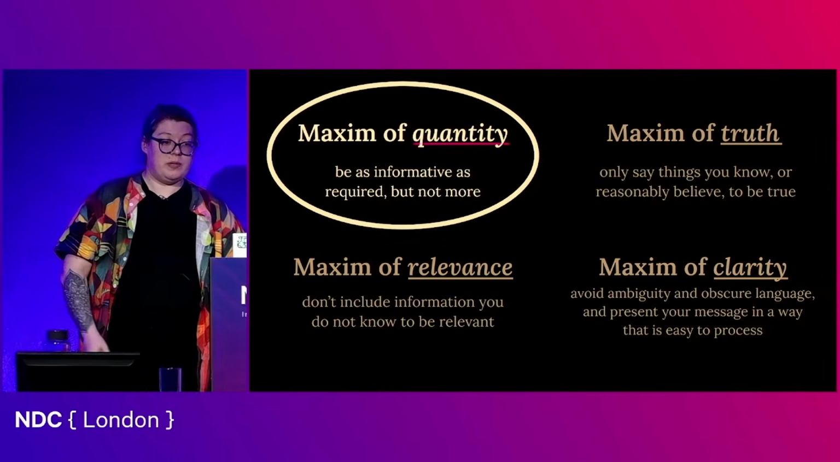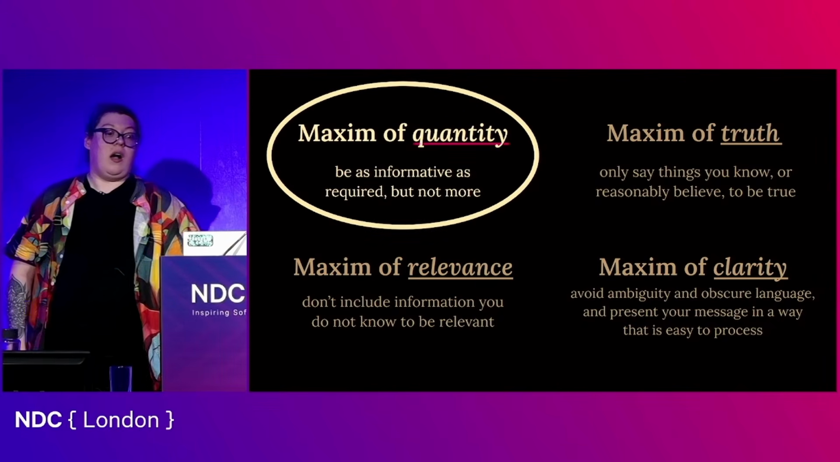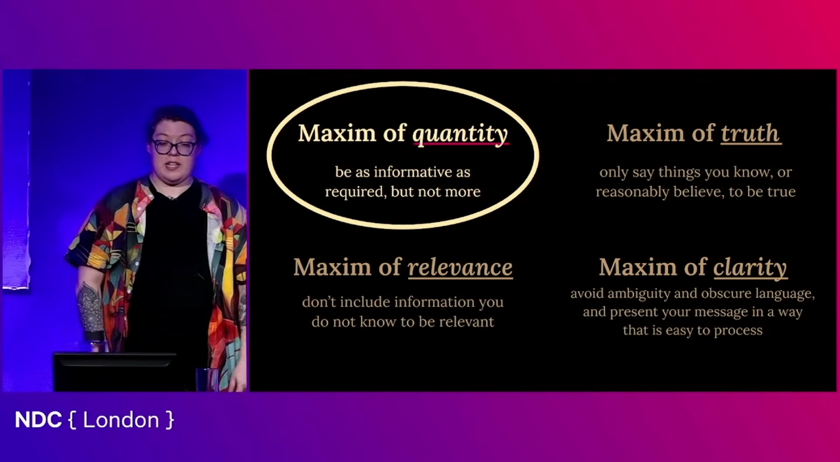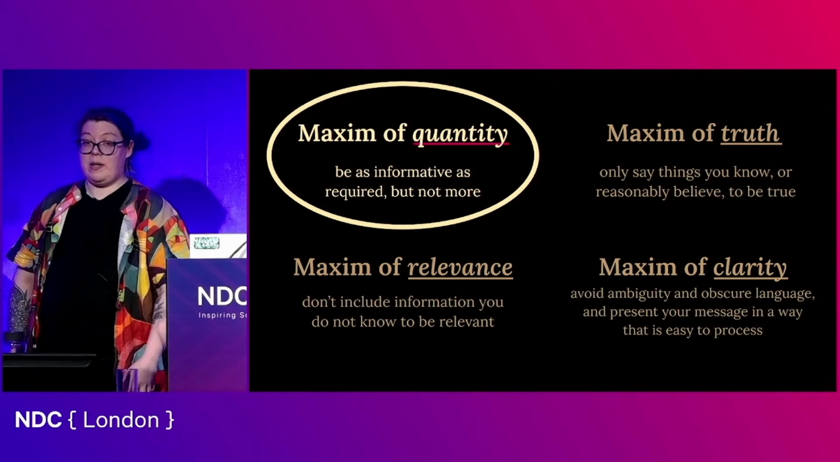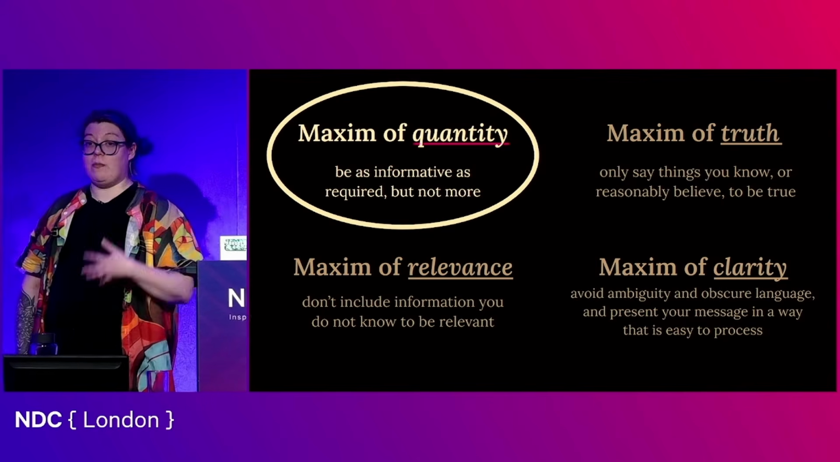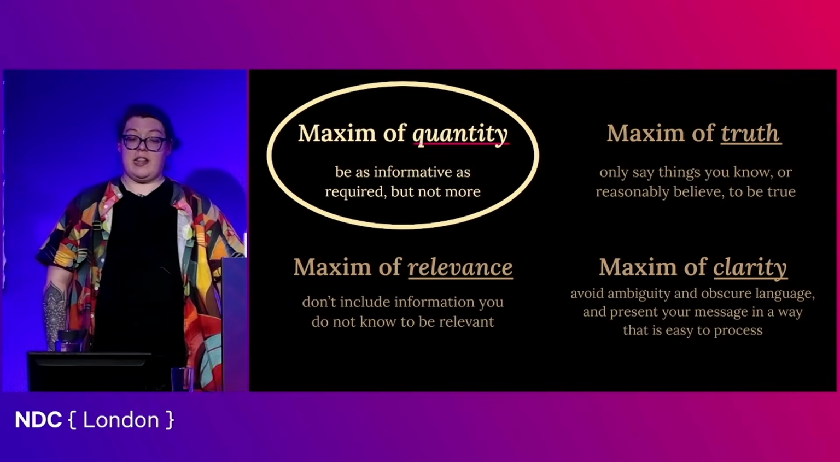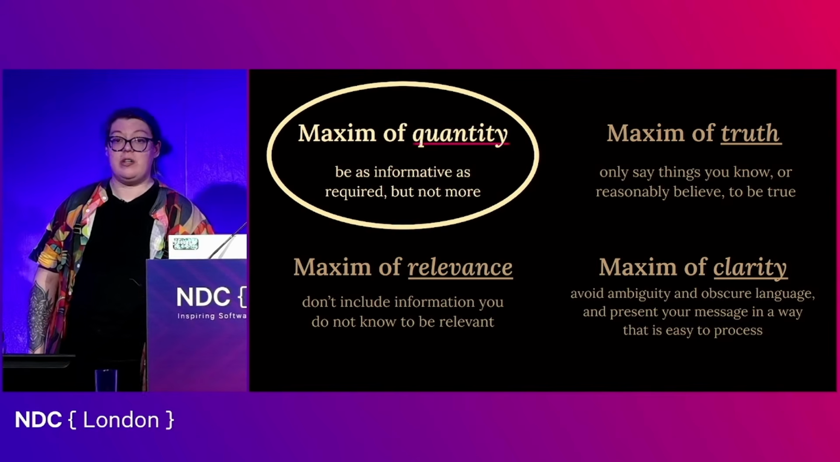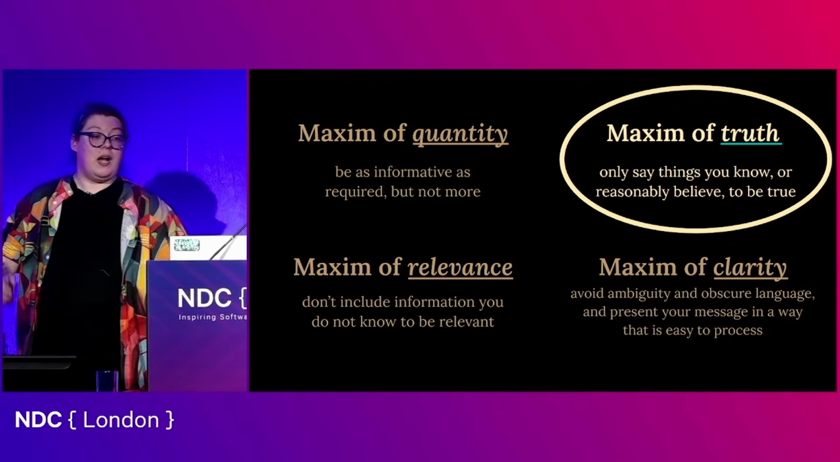Maxim of quantity, be as informative as required, but not more. Don't include extra stuff in your functions that you don't need to and things like that. Write code comments that help clarify, but don't write code comments just for the sake of writing them, things like that. Use type hinting in your Python if it adds information, but don't do it just to do it.